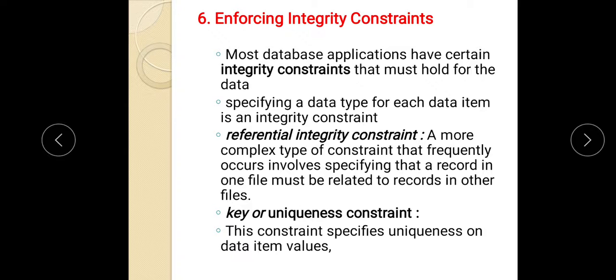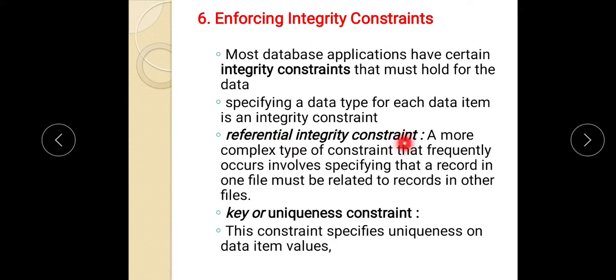Most database applications have certain integrity constraints that must hold for the data. Clear? What type of data the database can hold is explained in the integrity constraint. For example, the roll number field can hold integers only, and that is stored as a constraint. Specifying a data type for each data item is an integrity constraint. This is a simple example. As I have already said, roll number is integer, name is character, CGPA is float. For each data item, specifying the data type is an integrity constraint.